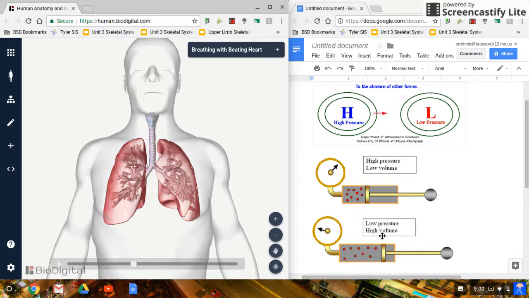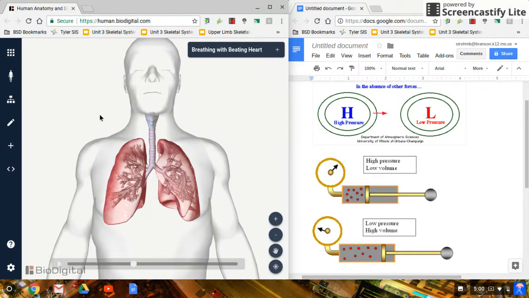So remember, higher volume means lower pressure. So by increasing the volume inside of the lungs, we have now decreased the pressure inside of the lungs. This is going to set up a pressure gradient where now we have lower pressure inside of the lungs with higher pressure outside of your body.